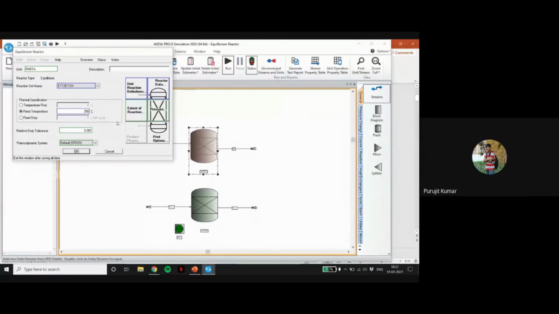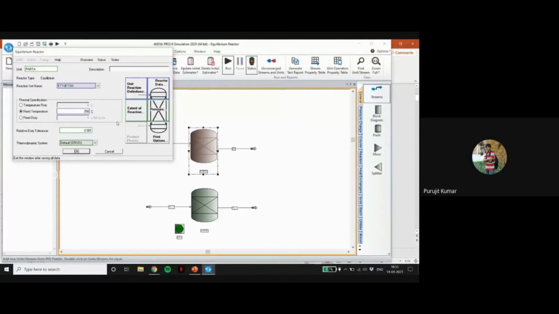So now that you have decided, first you put the components, then you decide the reaction, then you decide the type of thermodynamics the reaction happens in, in any order. So now what you do is you choose a reactor. We chose an equilibrium reactor.